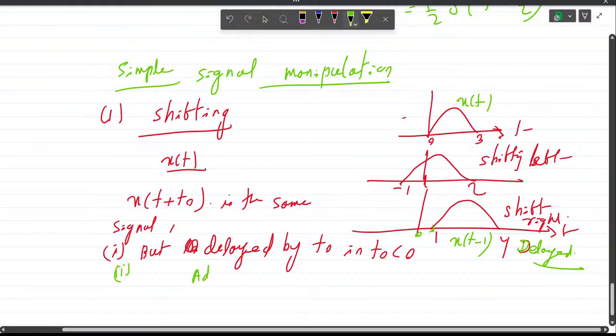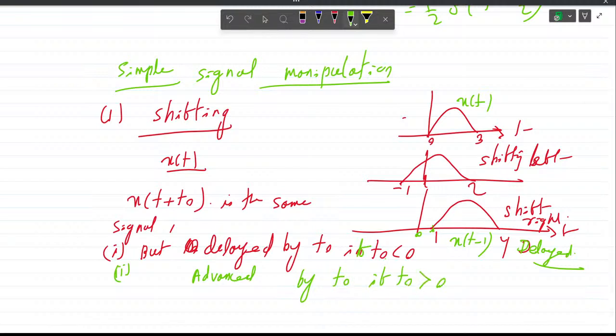Advanced by t0 if t0 is greater than 0. This one is clearly the advanced version. It is supposed to start at t equal to 0, but now it is starting at t equal to minus 1, advanced by 1 second. So it is x of t plus 1. Okay, hope it is clear.